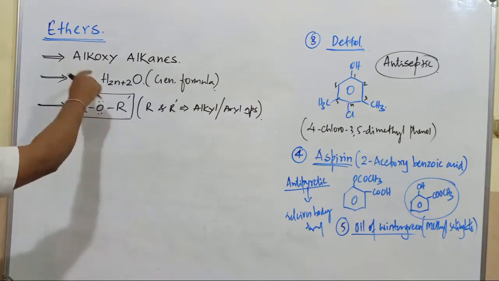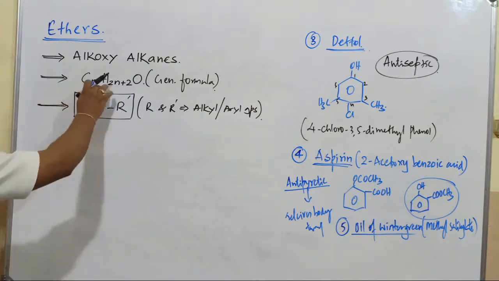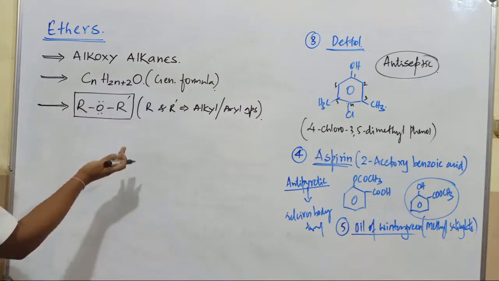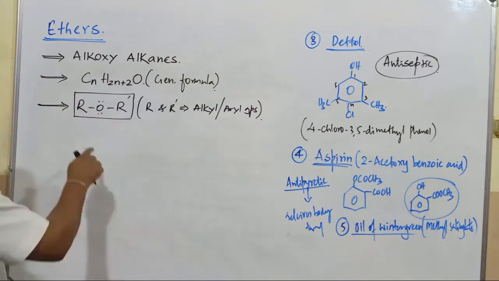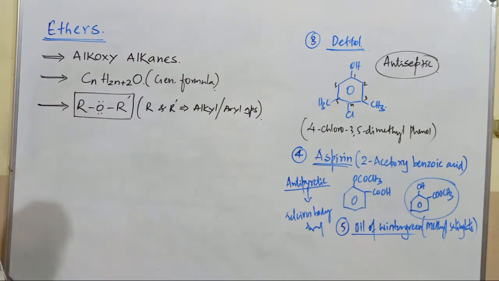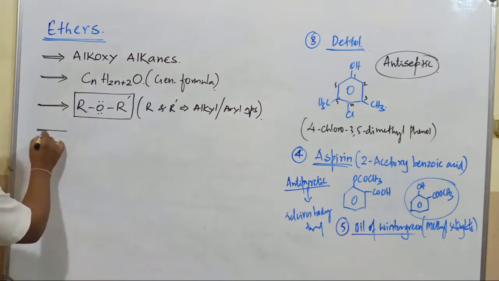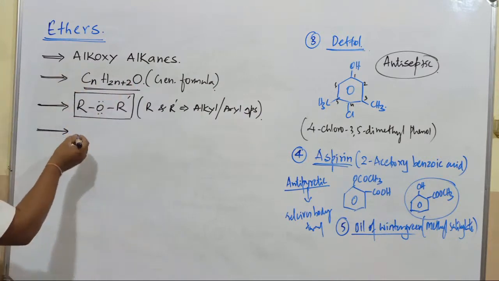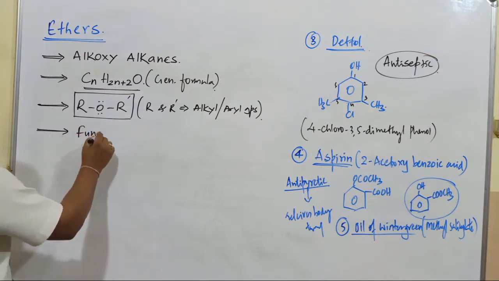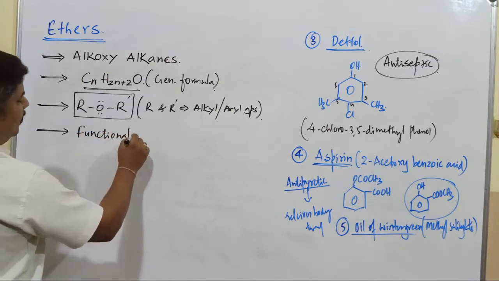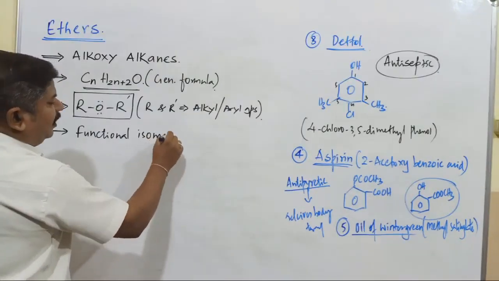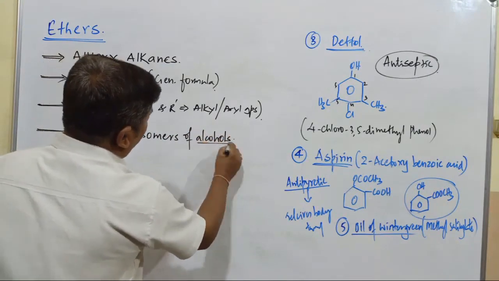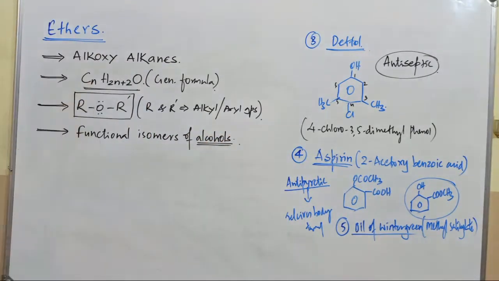This is very similar to alcohols. Alcohols are also represented by CnH2n+2O. Here R and R' may both be alkyl, or both be aryl, or one alkyl and the other an aryl group. Because these compounds have a general formula similar to alcohols, they are called functional isomers of alcohols. Ethers are functional isomers of alcohols, because the general formula is the same.